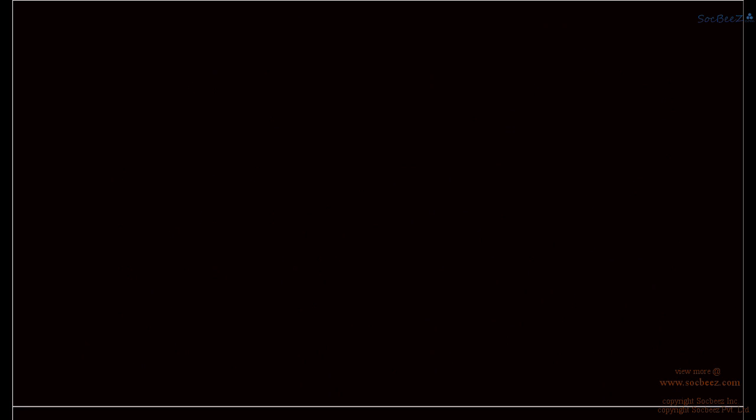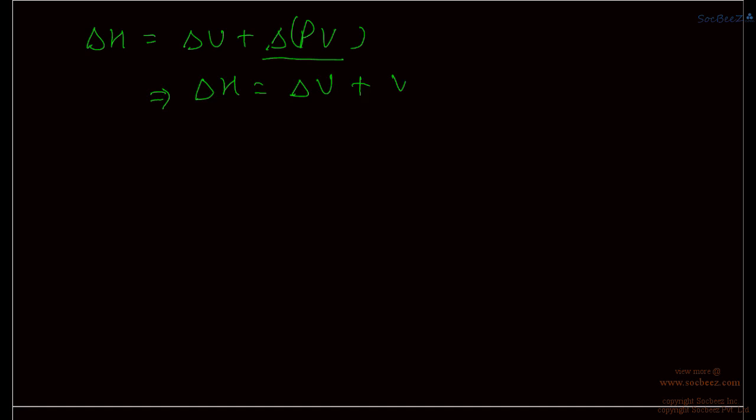Magnitude of delta U. So since we know that delta H equals delta U plus delta PV. So in this case, the unique thing is that volume is constant and pressure is getting changed. Therefore, if we simplify this expression, we will get value of delta H equals delta U plus V into delta P. So from here, delta U equals delta H minus V into delta P equals minus 560.